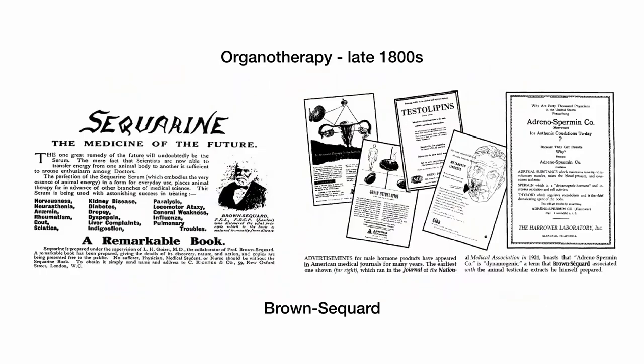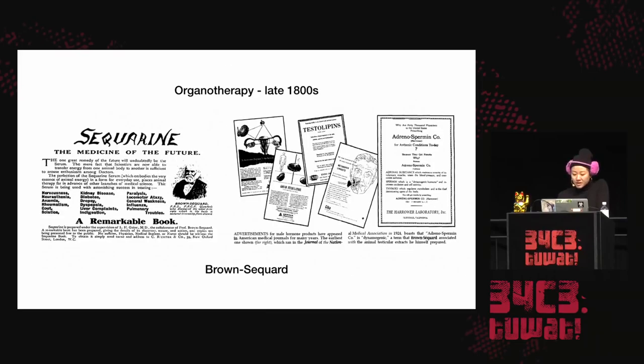In the late 1800s, there was this concept of organ therapy, this idea that if you ingest the same organs as the one that you're trying to cure, then you would cure that organ by ingesting it. So there's a scientist named Brown-Séquard that claimed that if he ate the testicles of dogs and roosters and monkeys, then this would rejuvenate him of old age and regain his vitality and his masculinity. He called it the medicine of the future. That sounds familiar to any transhumanist in the room.